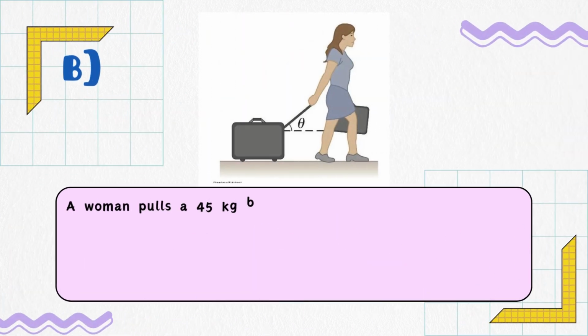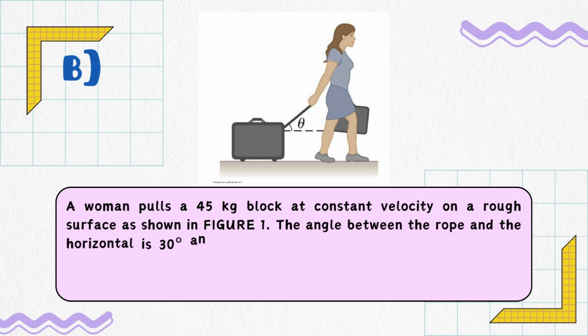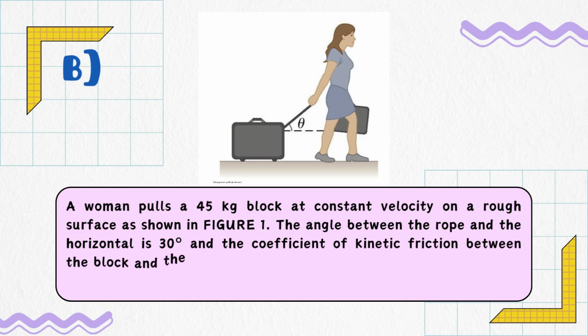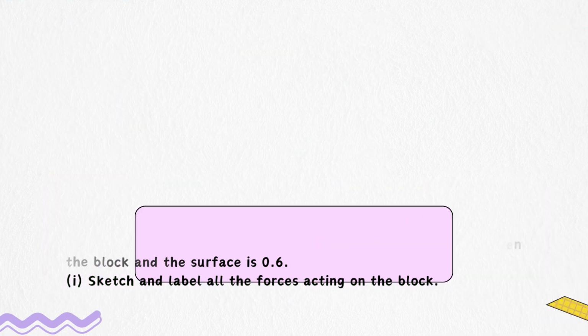Next, let us move on to question B. A woman pulls a 45 kg block at constant velocity on a rough surface as shown in figure 1. The angle between the rope and the horizontal is 30 degrees and the coefficient of kinetic friction between the block and the surface is 0.6. Question 1: sketch and label all the forces acting on the block.